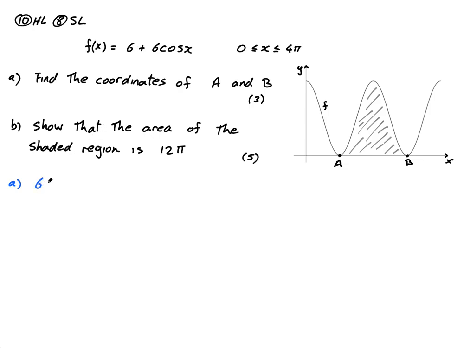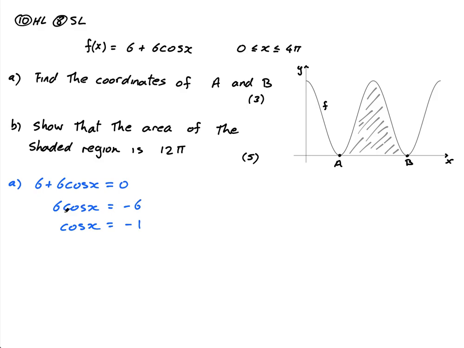So I can say 6 plus 6 cos x equals 0. And by solving this equation, I will find A and B. Simple as that. Right, so I'm going to do 6 cos x equals negative 6. Just subtract the 6. Divide by 6. Cos x is equal to negative 1. Where is cos x equal to negative 1?